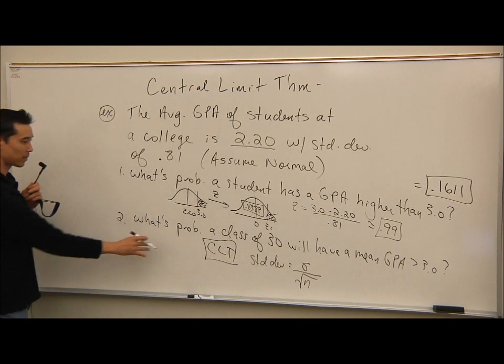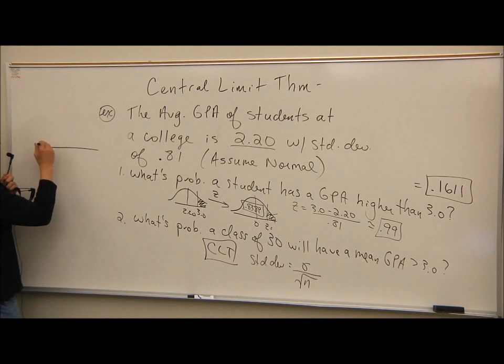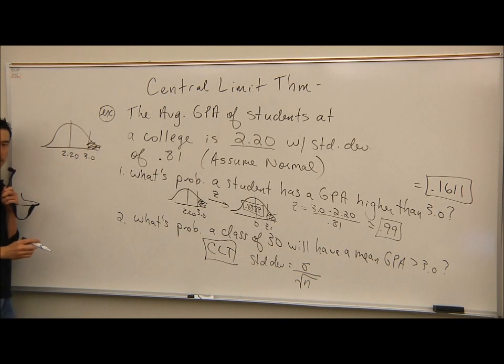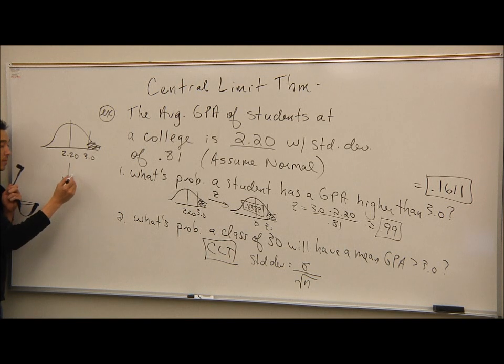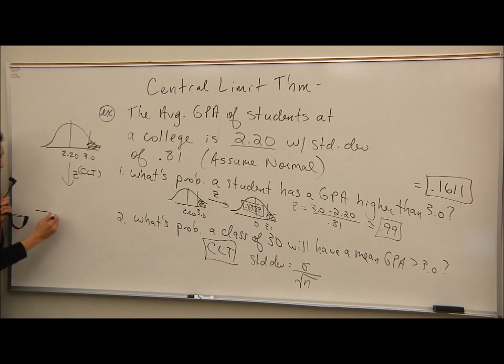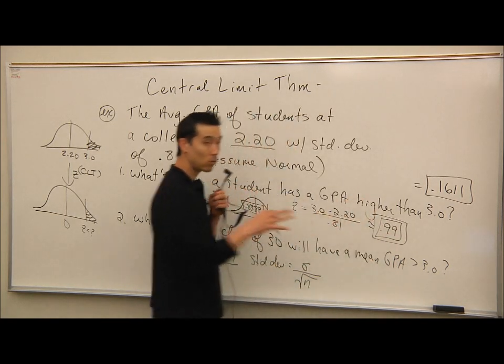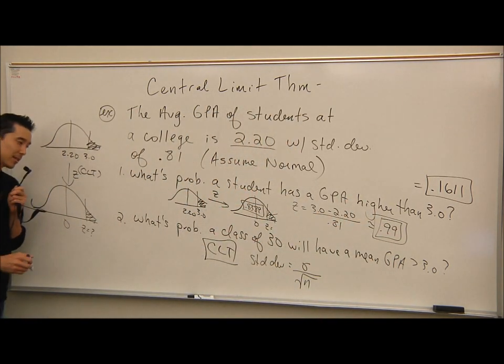All right, so let's do this problem. So the picture still looks the same. The original picture was centered at 2.20. This picture, we want the area to the right of 3.0. Okay? But when I transform this to a z using the CLT formula, this z value here, with the individual person, it was 0.99. But when we do a whole class of 30, okay, let's see what happens.